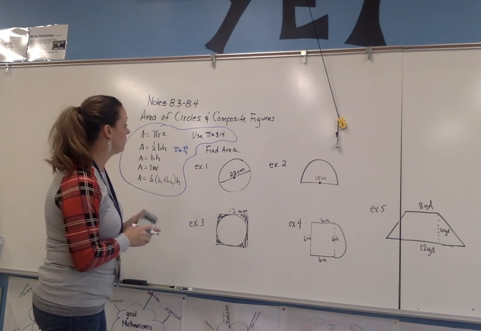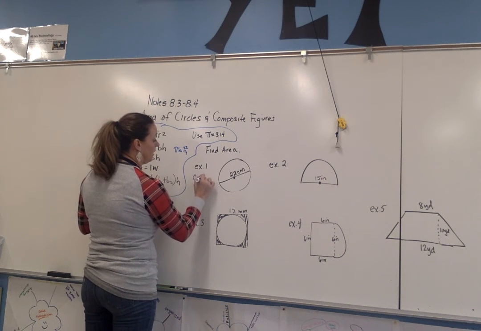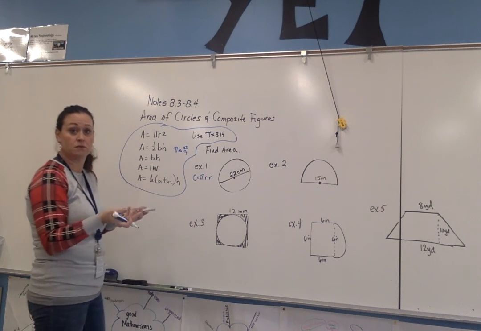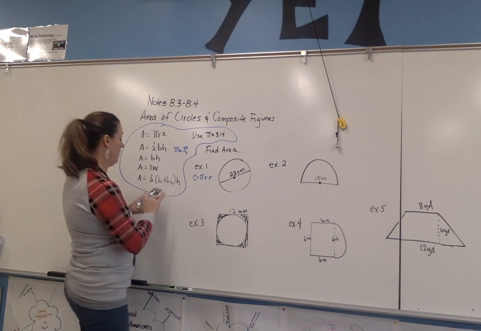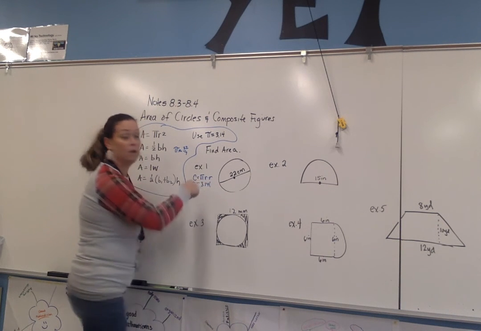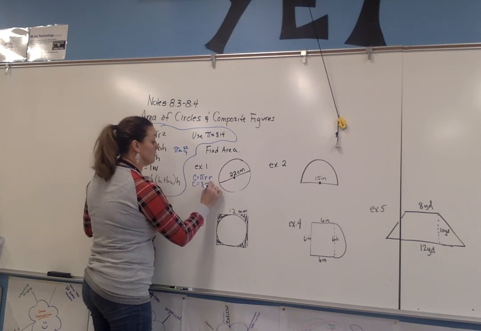In the first example, we're going to find area of a circle. I always start with my formula. Area equals pi times radius squared. I'm then going to plug in what I know. I know that pi is 3.14. The radius is not given, but because the diameter is 22, I know my radius is 11.